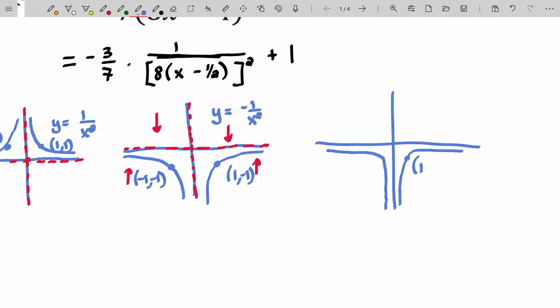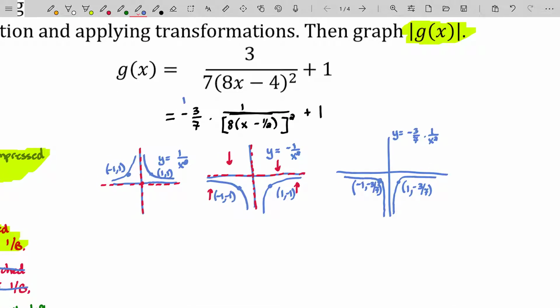So remember, this point was at (1, -1). Now it's at (1, -3/7). This point right here was at (-1, -1). Now it's at (-1, -3/7). And again, this is the new graph, y equals -3/7 times 1/x². Each step of the way, I'm just gluing on another piece to our function.